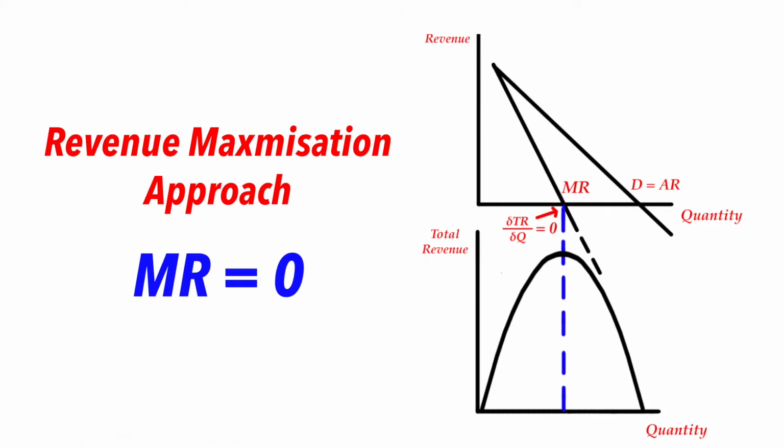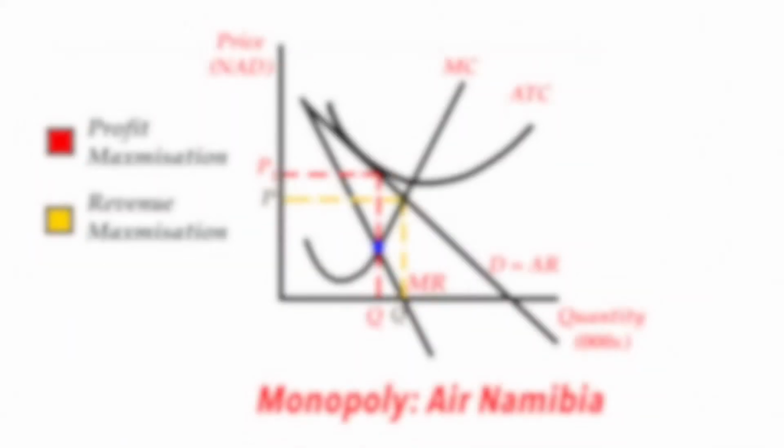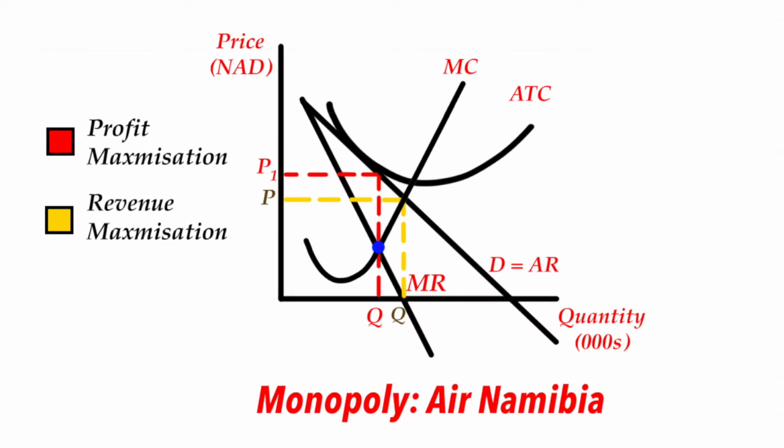Referring back to the Air Namibia example, if it were to maximize its revenue, then it would sell at a price P because MR equals zero. Nonetheless, there is a slight difference between profit maximization and revenue maximization. If Air Namibia were to profit maximize, they would sell at a higher price whilst producing at a lower quantity compared to the revenue maximizer, which would sell at lower prices but at greater quantities.